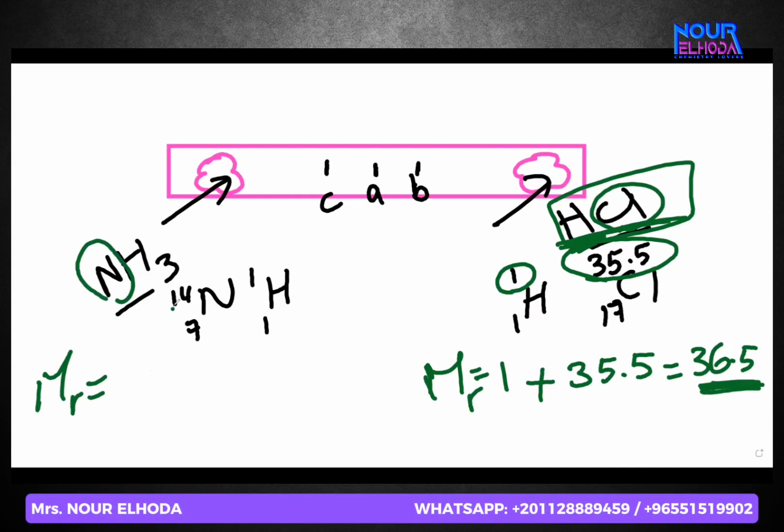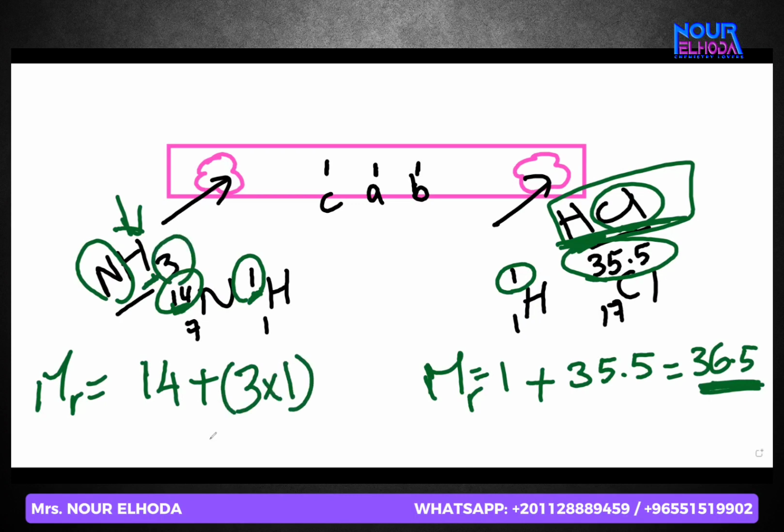14. How many nitrogen? We have 1. Exactly. So I'm going to take the 14 plus how many hydrogen do I have? 3. Exactly. Every hydrogen has a mass of 1, and I have 3 hydrogens, so I'm going to multiply it by 3. So the total is 17. So here the mass was 36.5 and here the mass is 17.